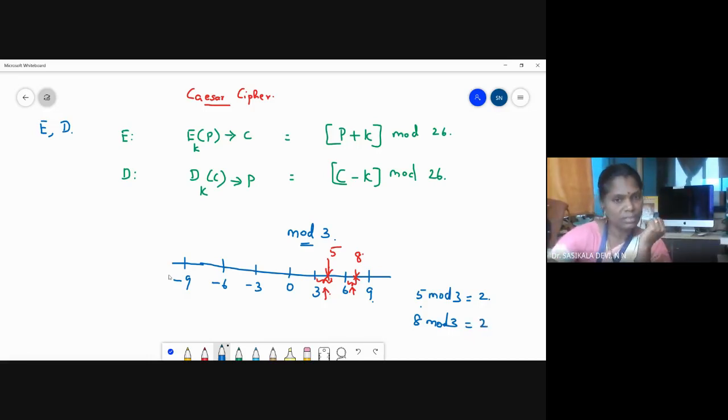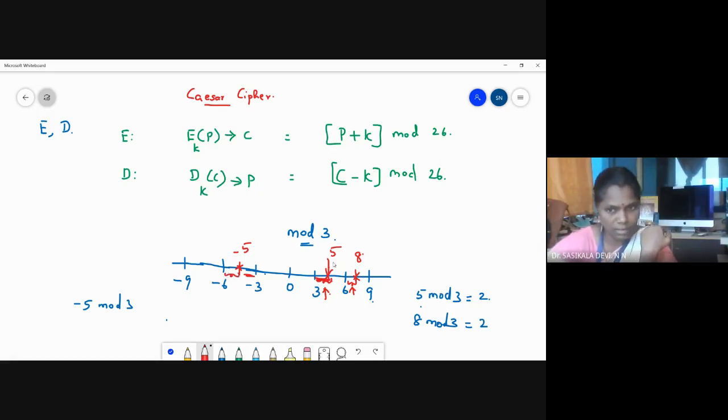Negative numbers also follow the same scenario. For example, my number is minus 5 mod 3. Minus 5 is somewhere else. Going left: minus 3, minus 4, minus 5, minus 6. So minus 5 will be here, and the remainder is not this part but this partition.